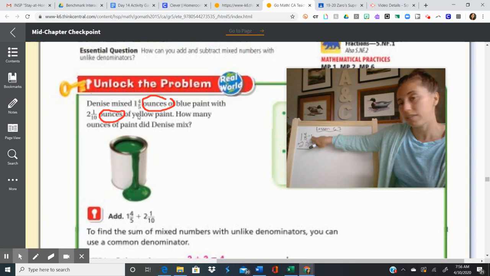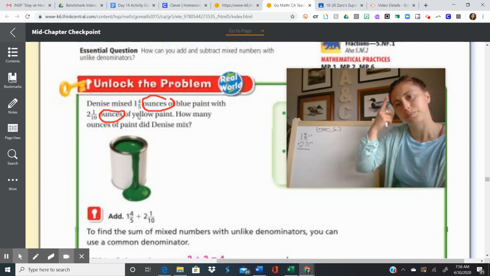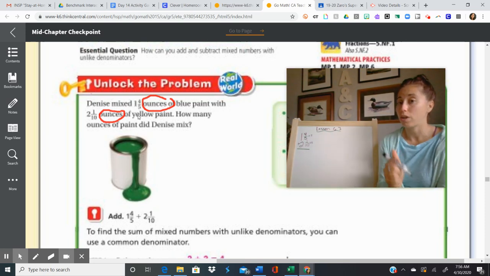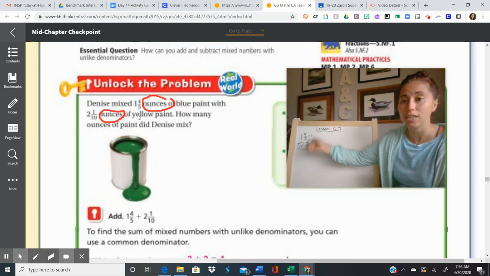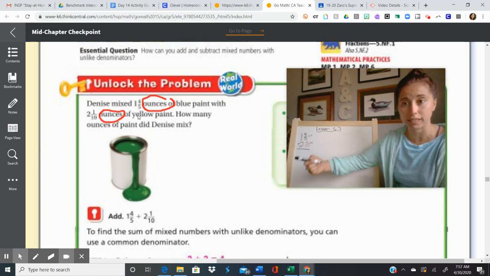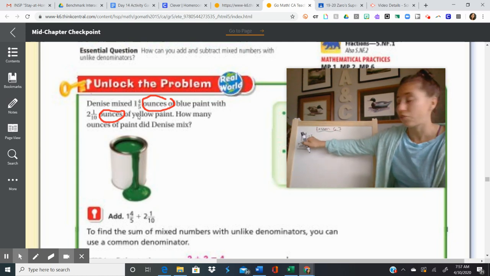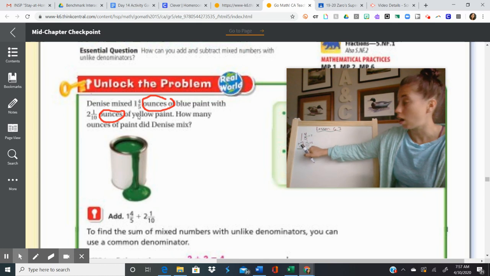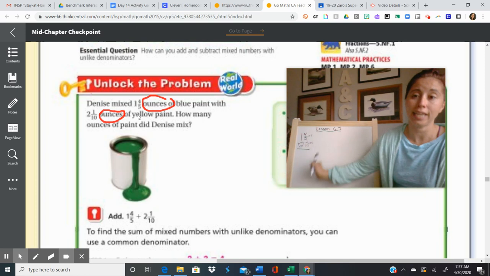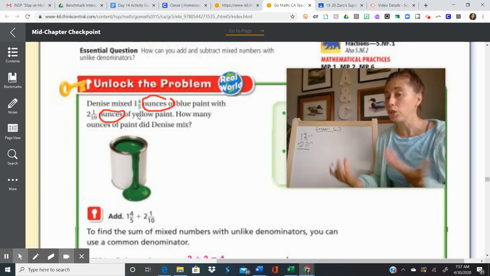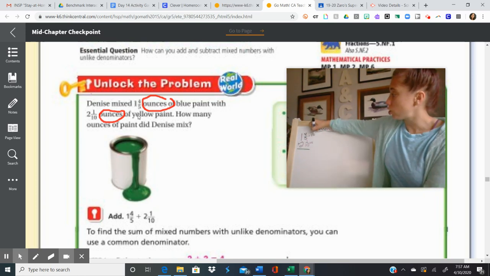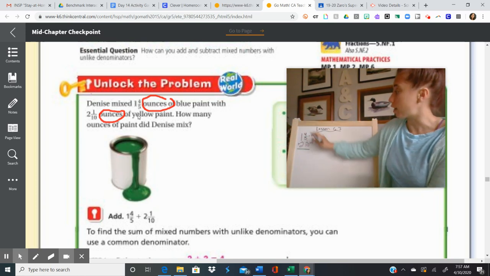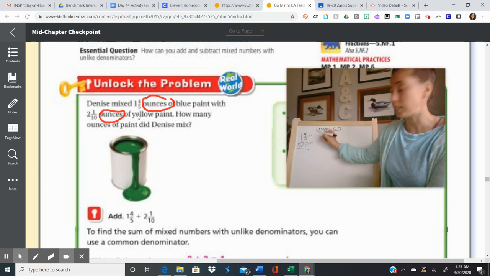I look at here, I have fifths and I have tenths. Well, I know that 5 can go into 10 and 10 can go into itself. It's divisible by itself. So 5 is a factor of 10, and so the other way around. 10 is a multiple of 10 and 10 is a multiple of 5. So I'm going to go ahead and use that as my common denominator, and I'm going to change the top fraction, 1 4/5 ounces, into tenths.